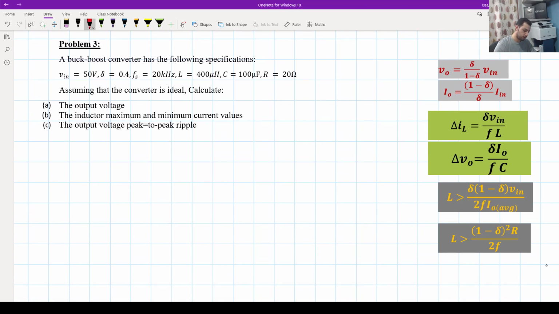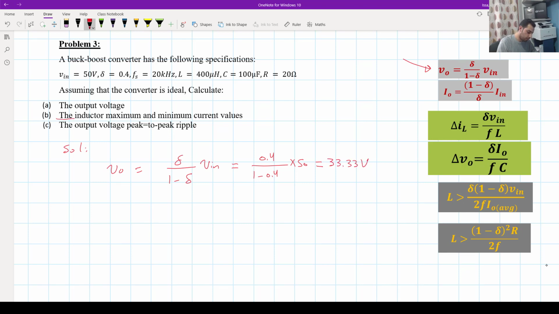And I think if we know the input voltage and delta, it's very easy to calculate the output voltage using this equation. So the solution is, so the V output equals delta divided by 1 minus delta times V input, and that will give us a value of 0.4 divided by 1 minus 0.4 multiplied by 50 volt, and that will give us a value of 33.33 volt.